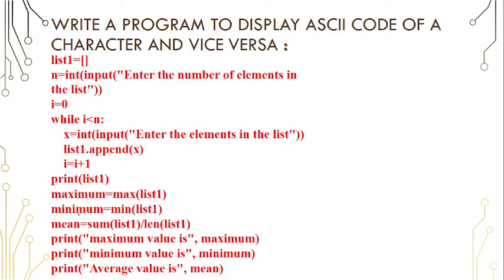This is your program. First of all we have created an empty list with list1 variable. As you all know, the list is declared with the help of square bracket. So we have declared a list. Then we have declared a variable n that is of integer type int. Enter the number of elements in the list.